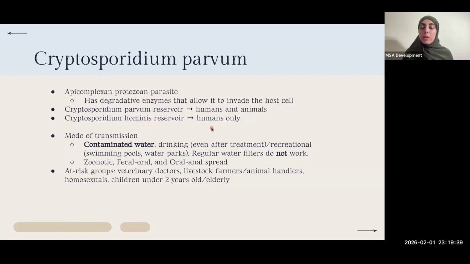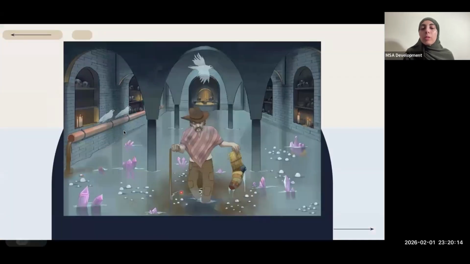How is it transmitted? It's transmitted through contaminated water, either by drinking it or through recreational activity like swimming in the water. The key thing, the annoying and scary thing about this, is that regular water filters do not work. If you're using a filter on the water that you're drinking, usually it will protect you maybe from Giardia, but it will not work against Cryptosporidium. Okay. Other forms of transmission are zoonotic, fecal-oral, oral-anal. But remember the contaminated water, and if you remember the Sketchy, look at the water, pretty contaminated, okay?